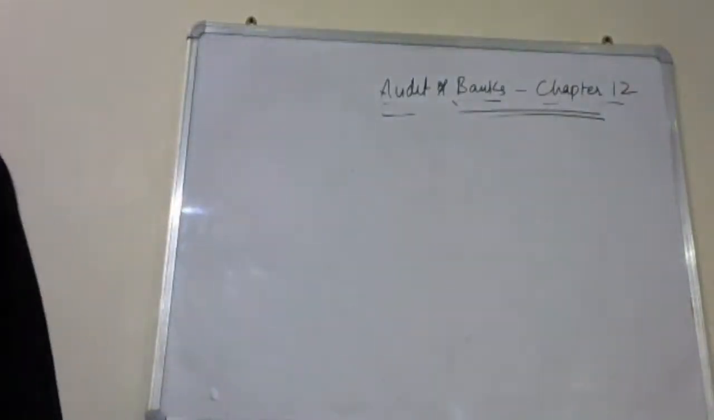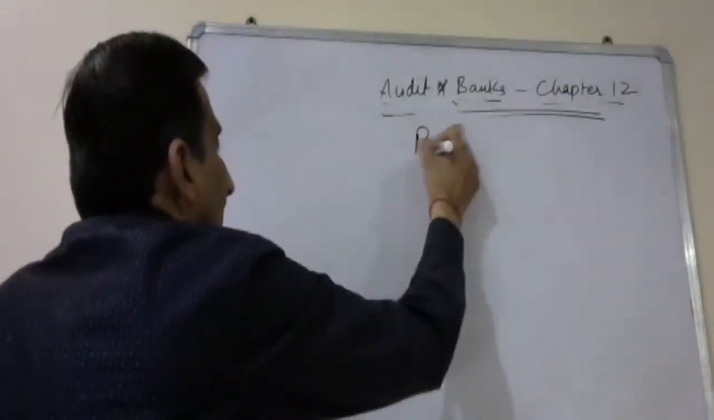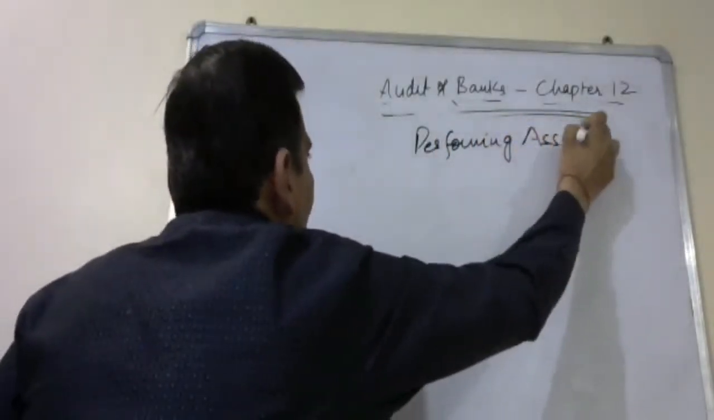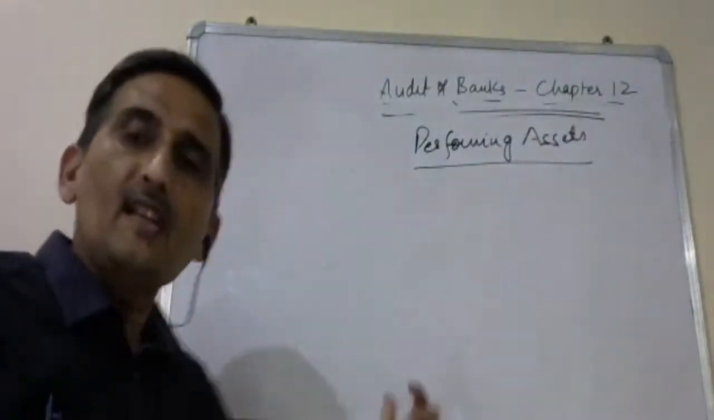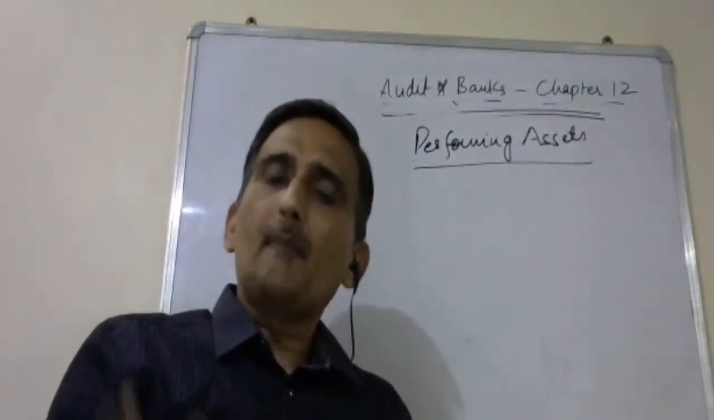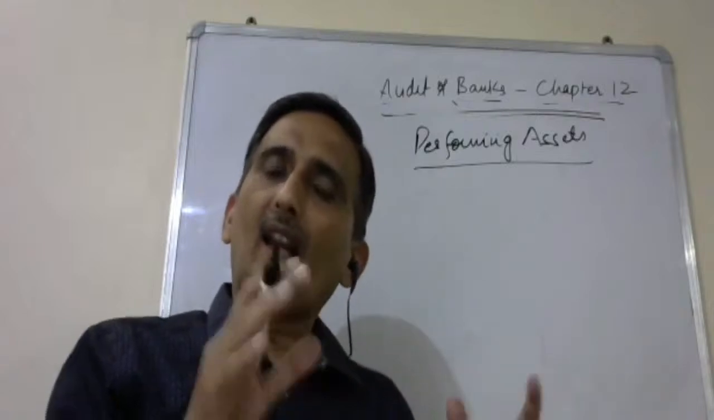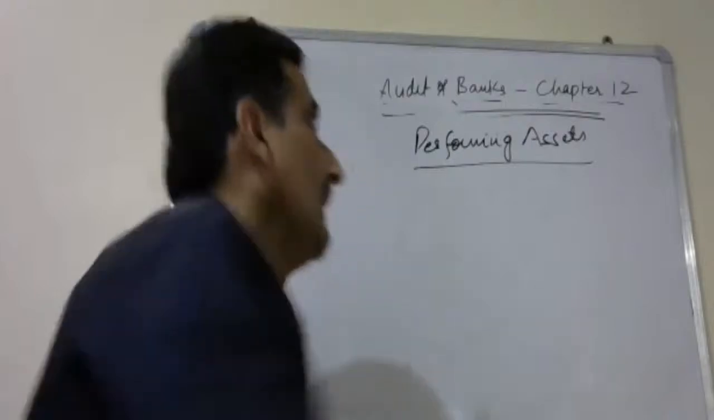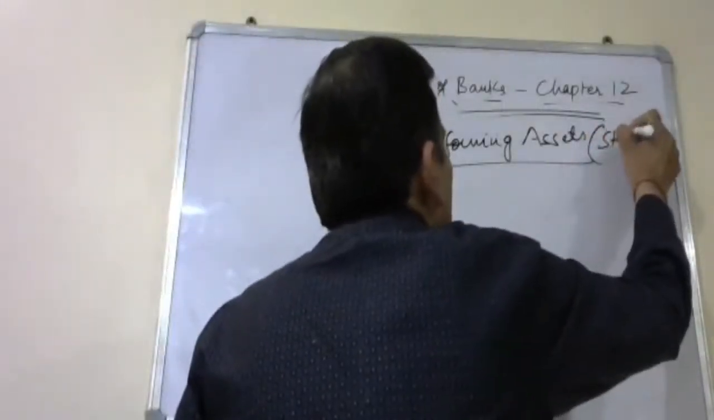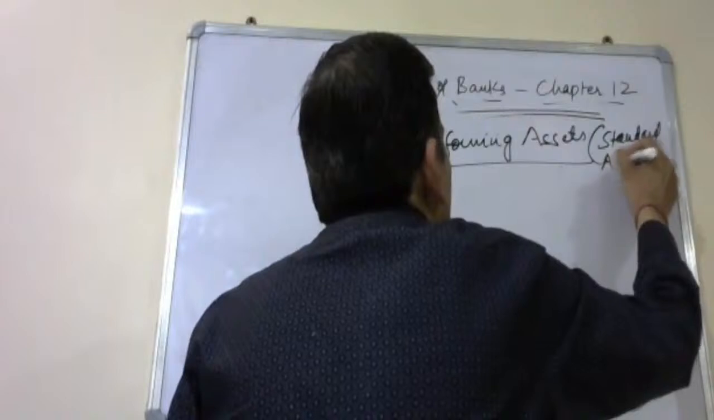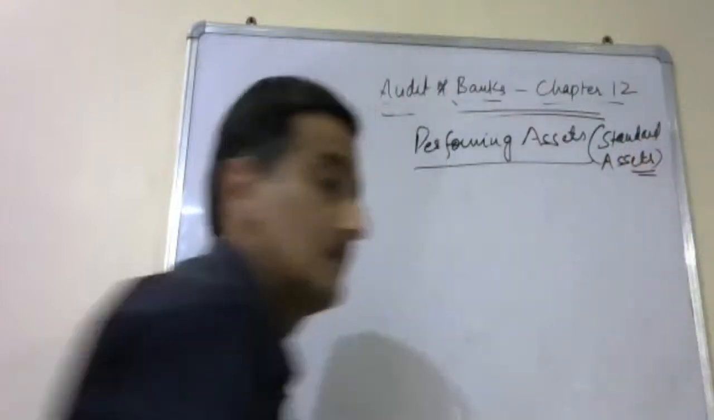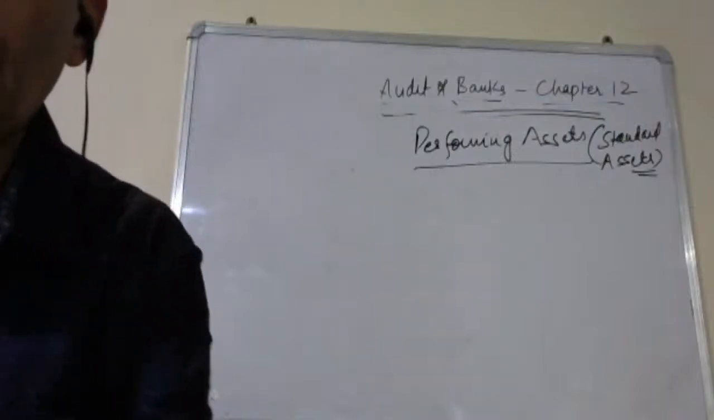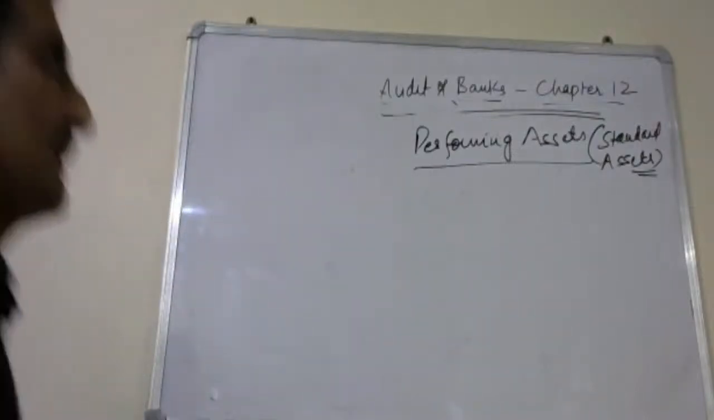So guys, you have to understand that performing assets are good accounts which are generating income for the bank, the party is paying installments in time, interest is being paid on time, there are no overdues. These are such accounts. Okay, these are called standard assets also.